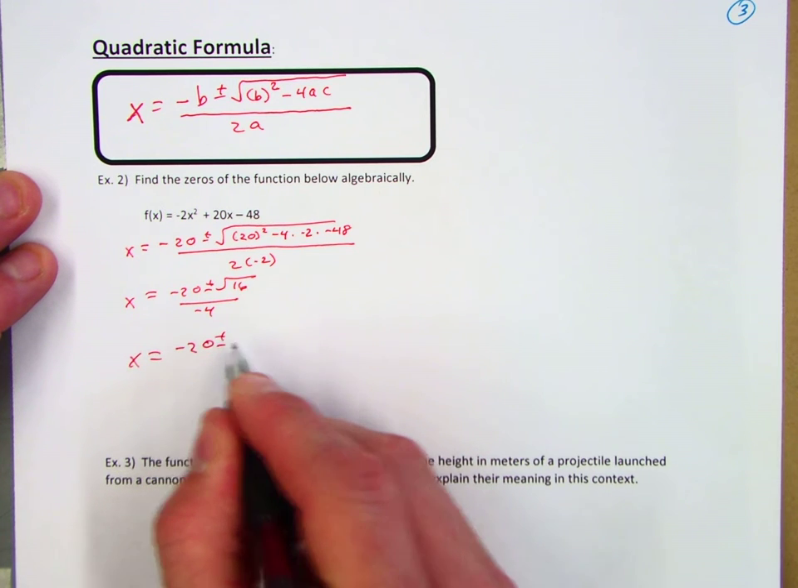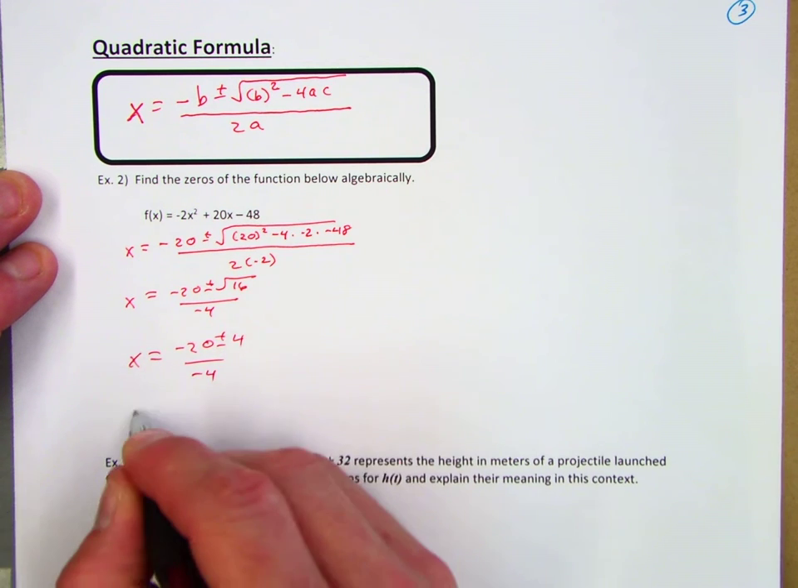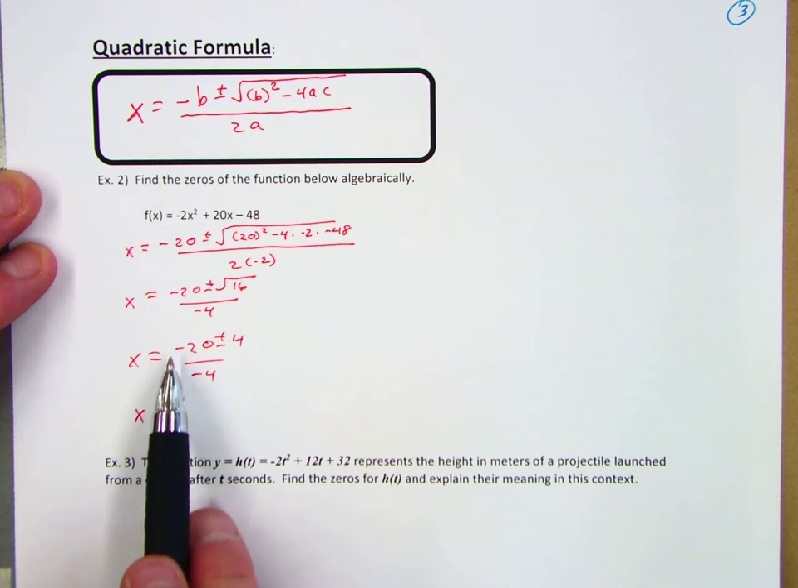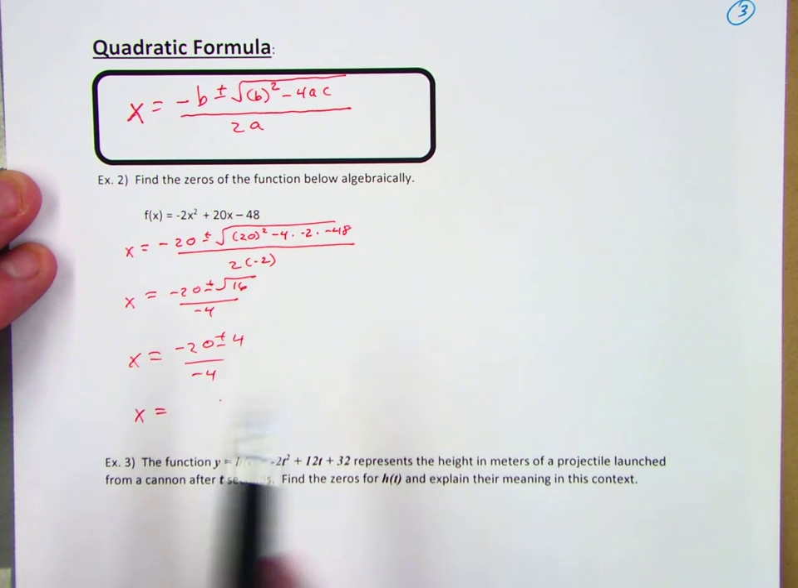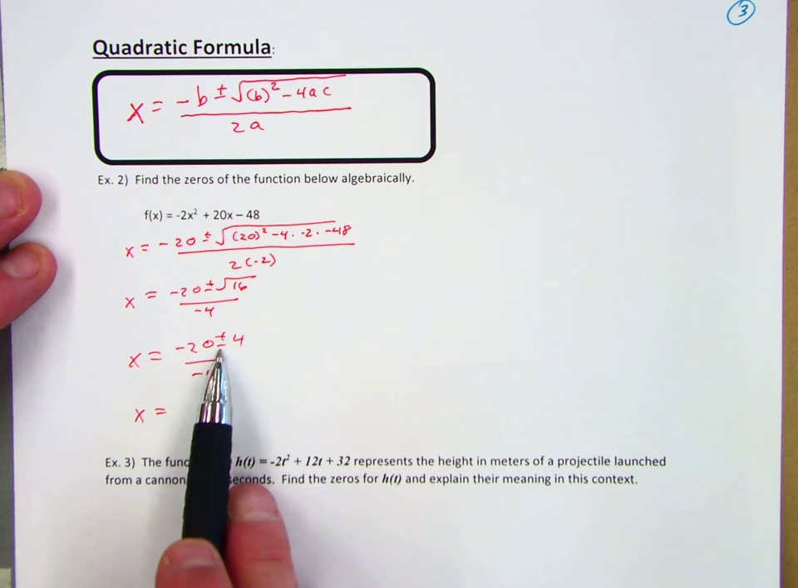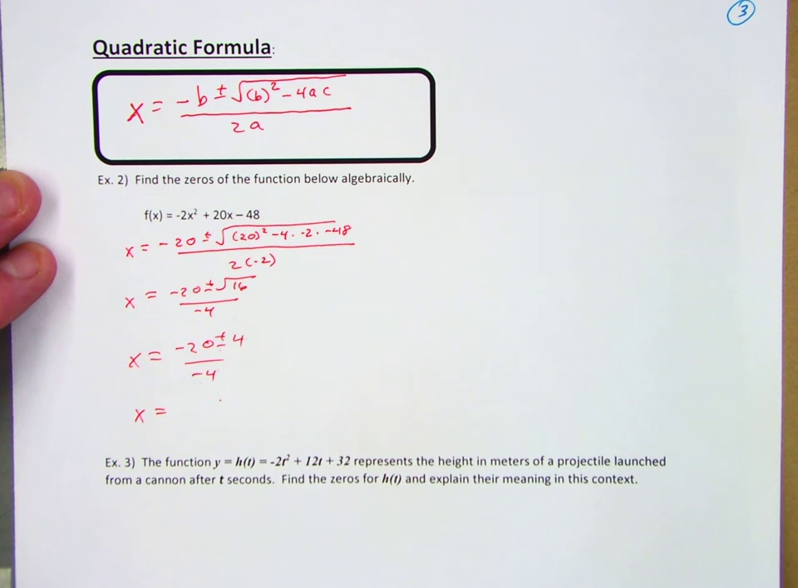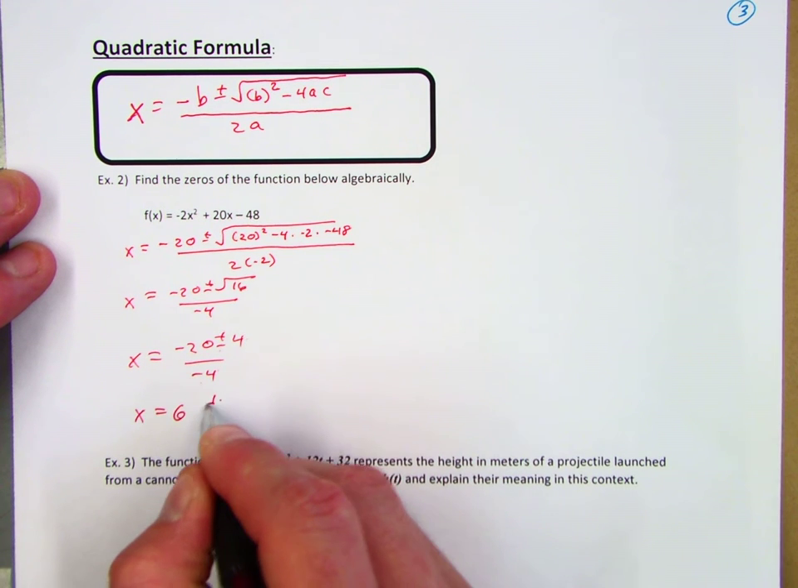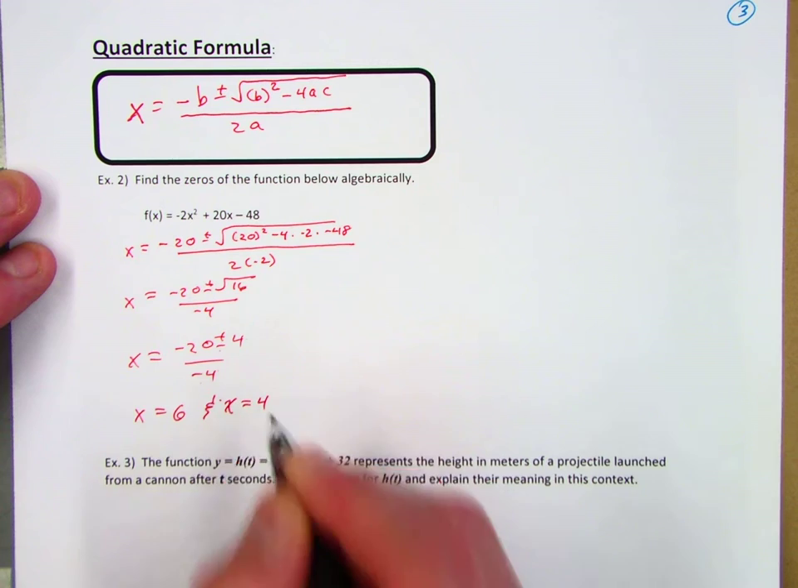So now we'll evaluate the radical, and then we can find our two answers, negative 20 plus 4 divided by negative 4, and negative 20 minus 4 divided by negative 4. We're going to get x equals 6, and x equals 4.